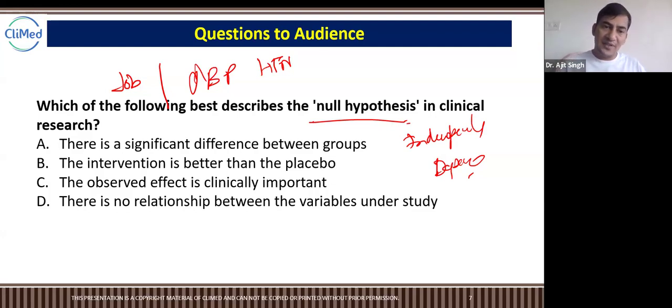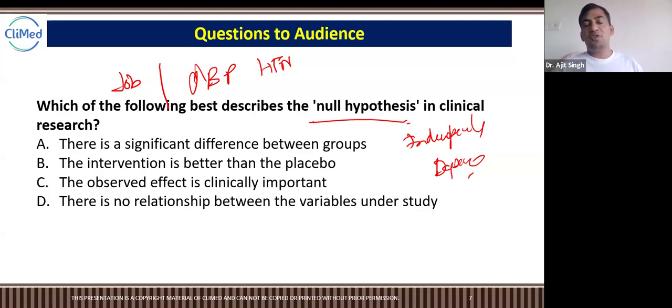affect the dependent factor, which is always one, right? When we are doing research, there is only one dependent factor and the others are all independent factors. Independent factors can affect each other also, like diabetes and sedentary lifestyle, or diabetes and alcohol, and hypertension.